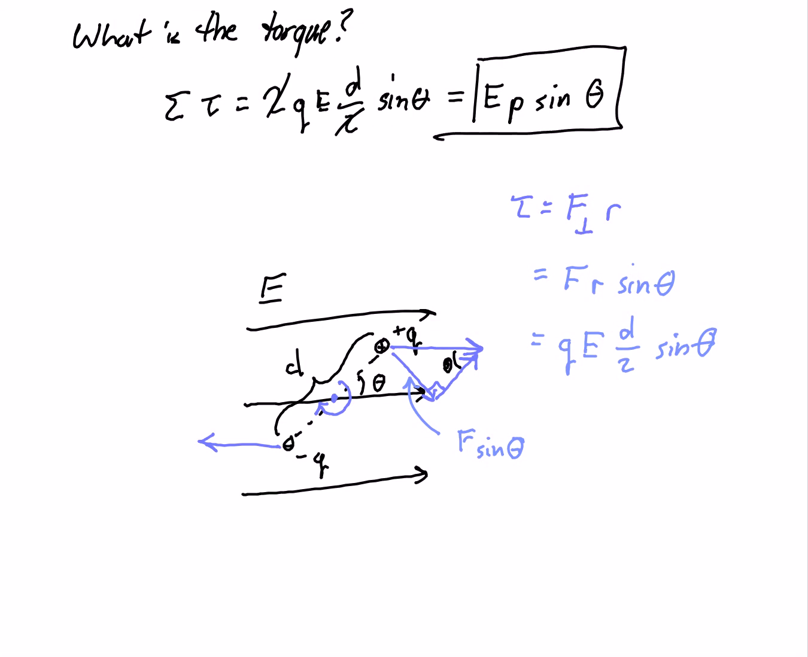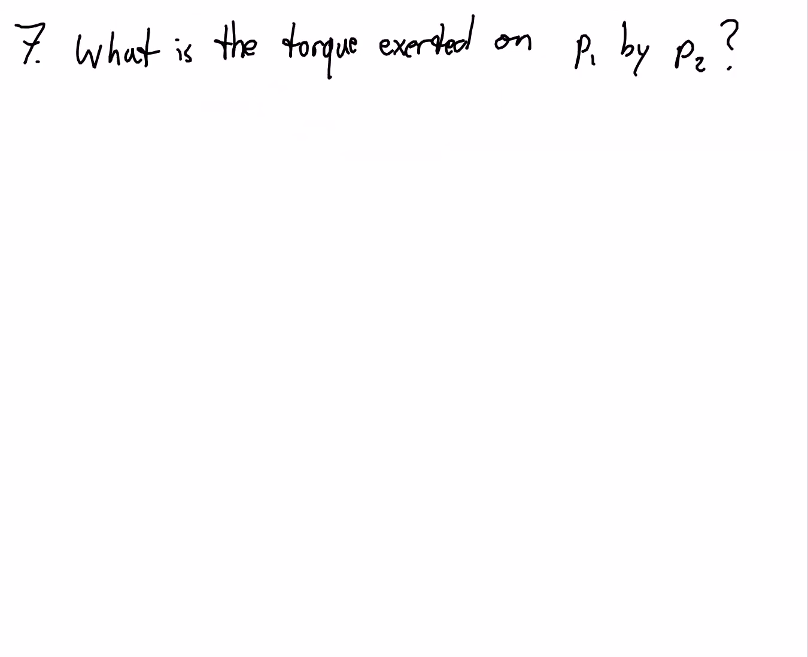Now I just realized that a few seconds ago I said that the negative charge gets an equal and opposite torque. That's not right. It gets an equal torque, so they don't cancel out. The two torques add to each other, and that's why we got this 2.